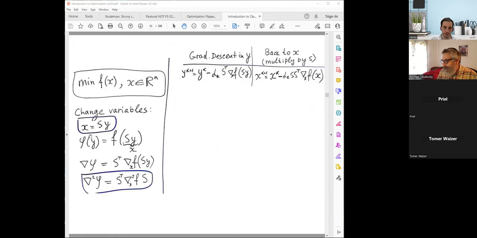We say that we can change variables. Instead of minimizing in X, we can say that X is some matrix S multiplied by Y. So F of X is F of S Y, and the corresponding gradient and Hessian will also change. And we get the opportunity, instead of using our original Hessian, to use this Hessian multiplied by S from two sides, S transpose. If we are experienced or lucky, in many cases we can know what is a good matrix S to improve the condition number, to improve the ratio between maximum and minimum eigenvalue.